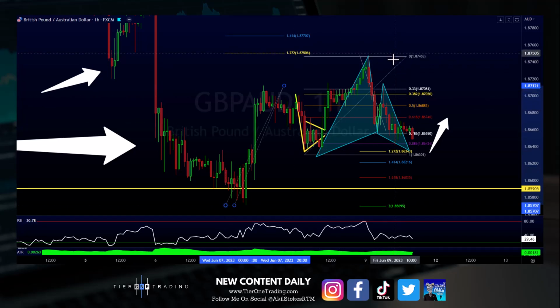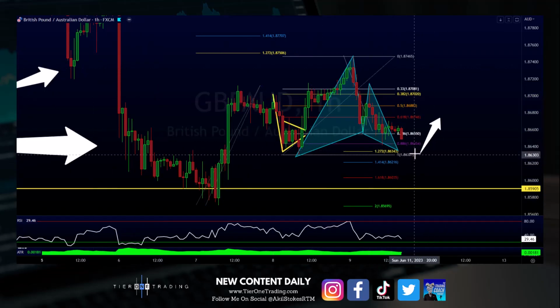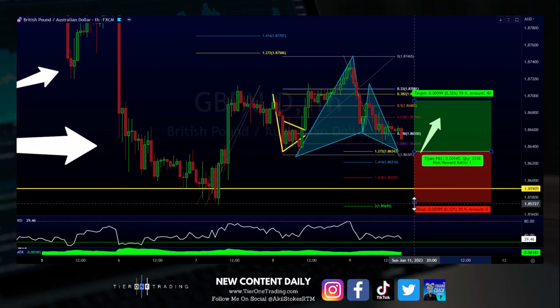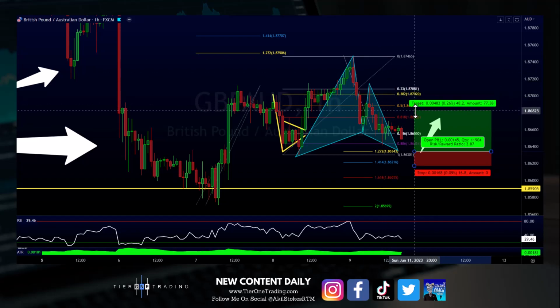Yeah, so we just missed a 127, so no potential Cypher pattern here as well. So yeah, just a bull Gartley. It's going to be a pretty decent risk reward, just roughly measuring this out because it's so deep. Your stops are most likely going to be somewhere down here. Your targets, I would say, first target maybe up here somewhere.